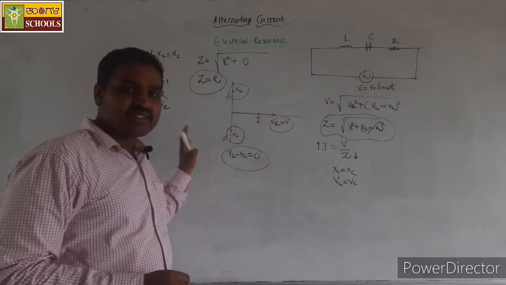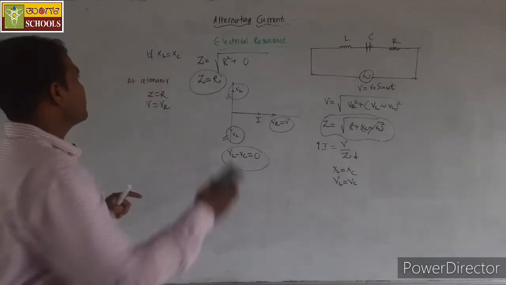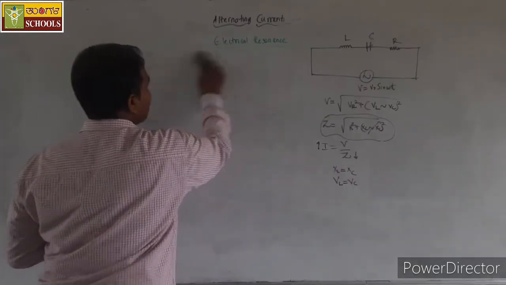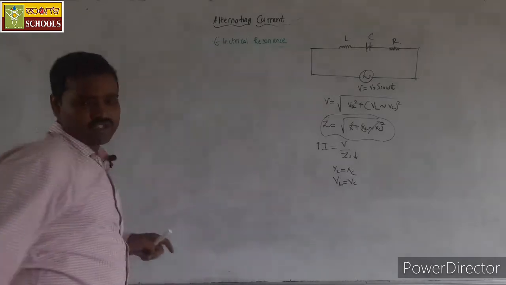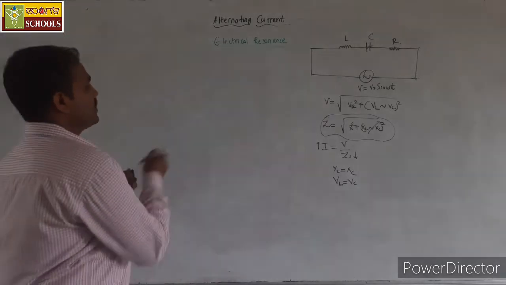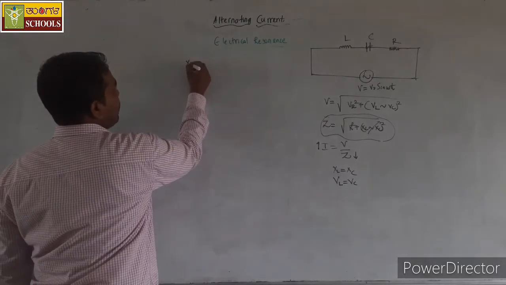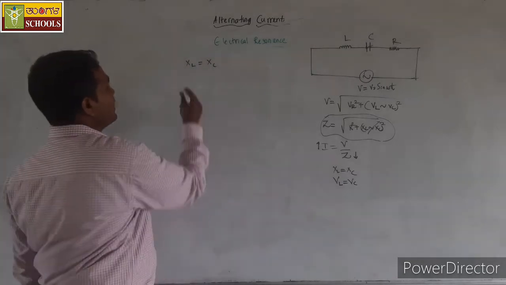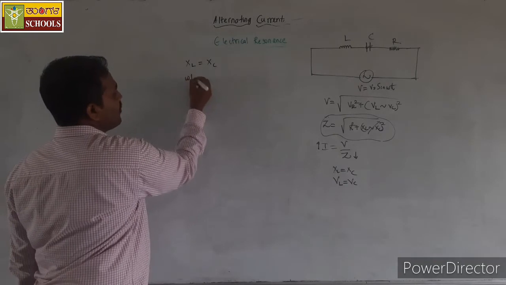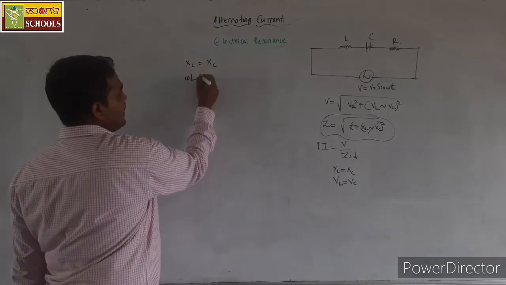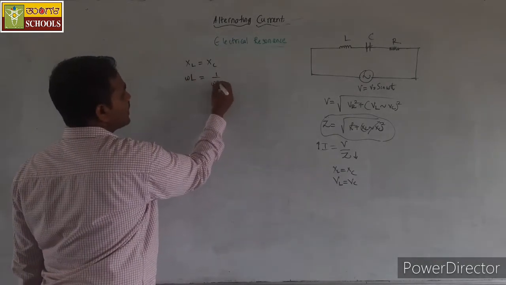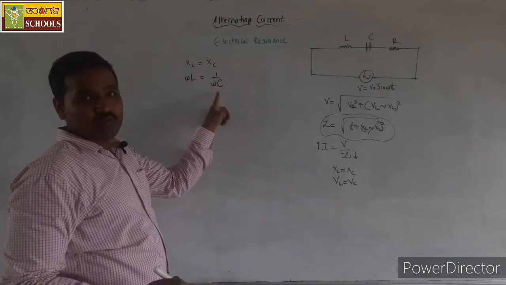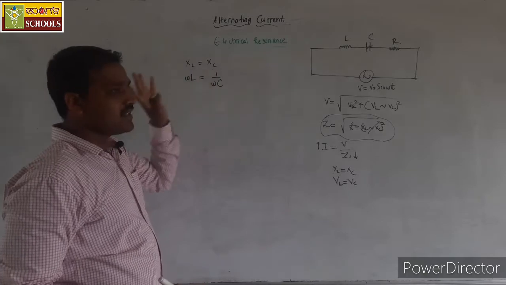And to attain this resonance, we will have some specific value of the frequency. So what is the value of frequency to get this resonance? That we shall derive now. See here, we know for resonance XL must be equal to what? XC. XL is given by omega L, and XC is given by 1 divided by omega C. Omega is the same for both the inductor as well as the capacitor.